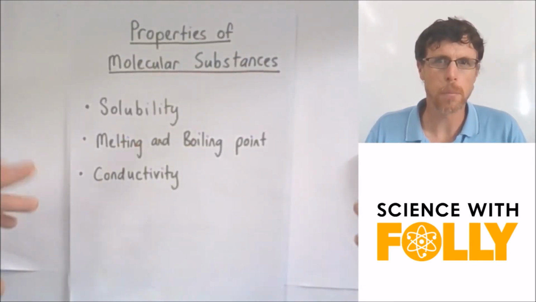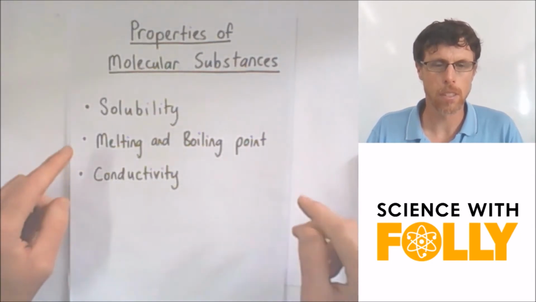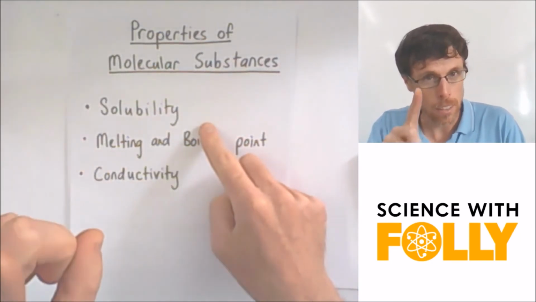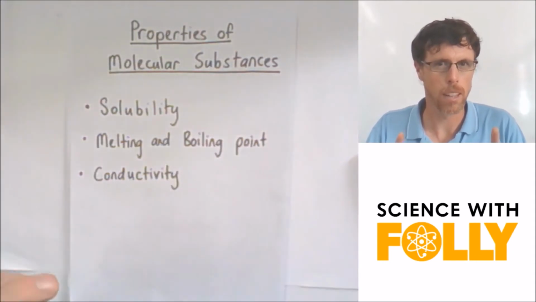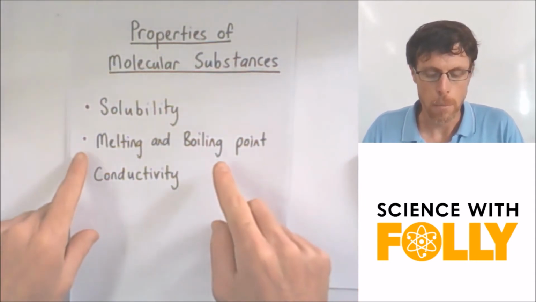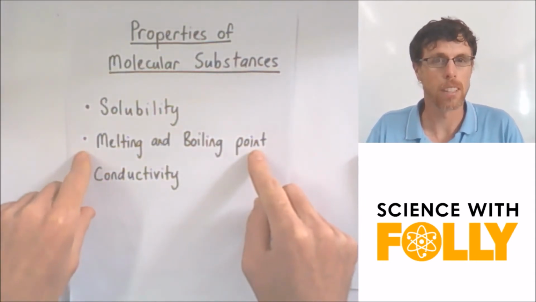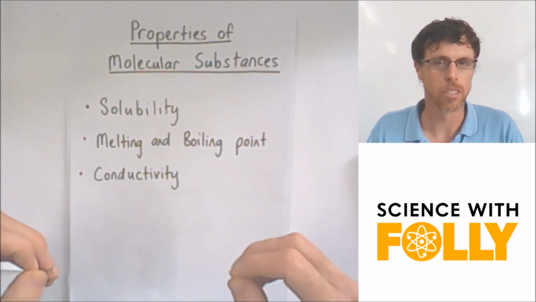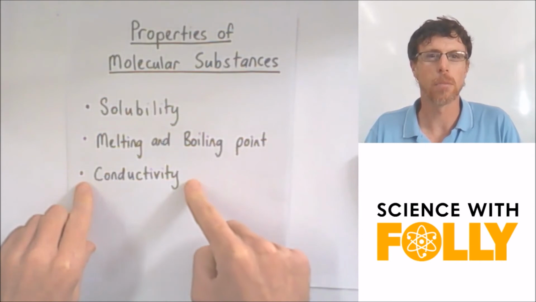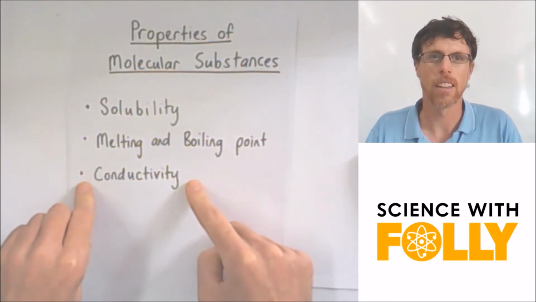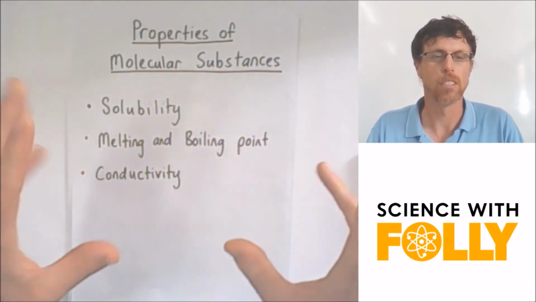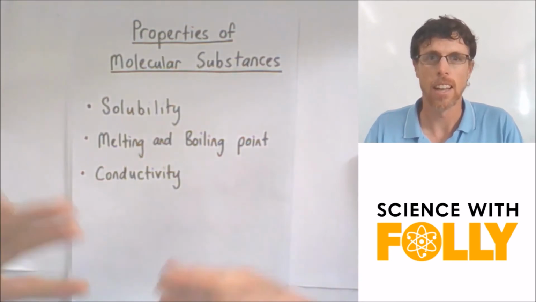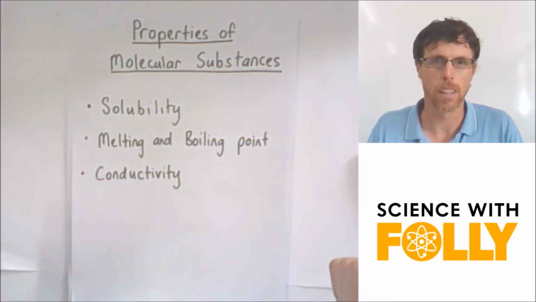So just to recap the main properties of molecular substances, solubility relates to polarity, and remember, like dissolves like. Melting and boiling points of molecular substances are low because of the weak intermolecular forces, and molecular substances do not conduct electricity. They are insulators because the electrons are held tightly and there are no free charged particles.